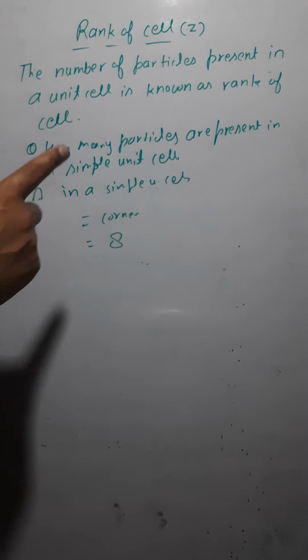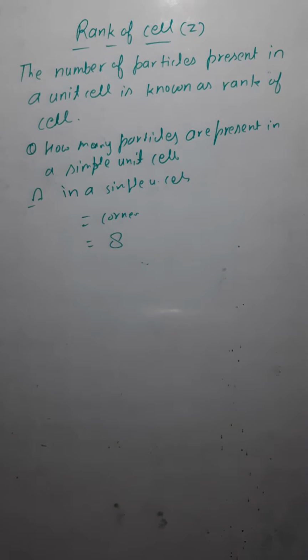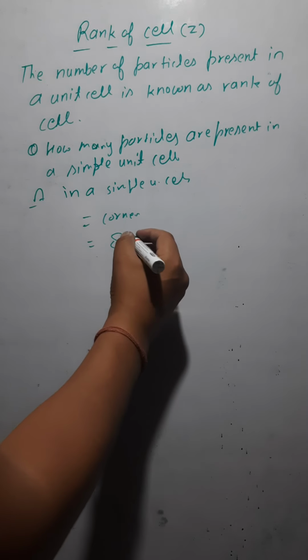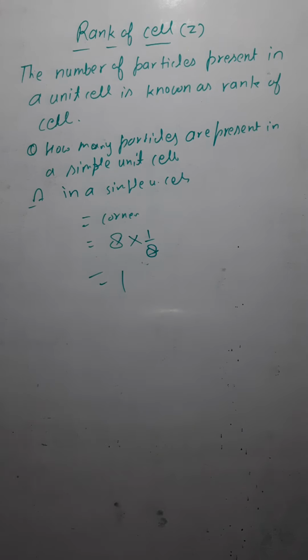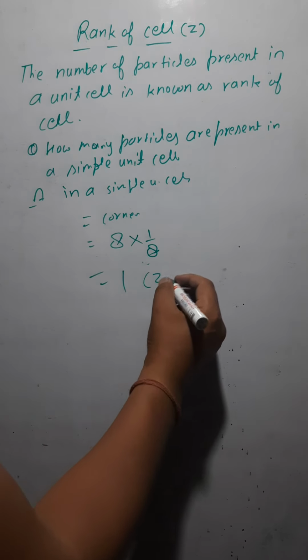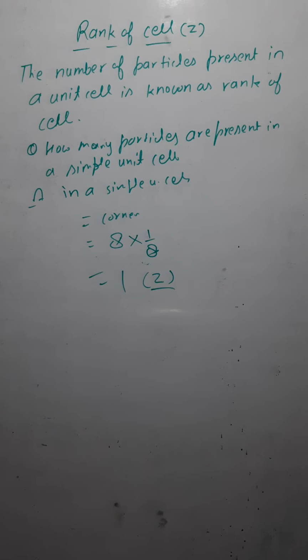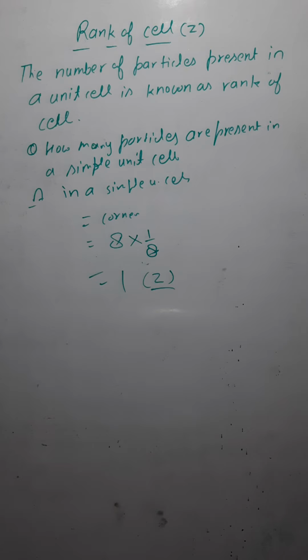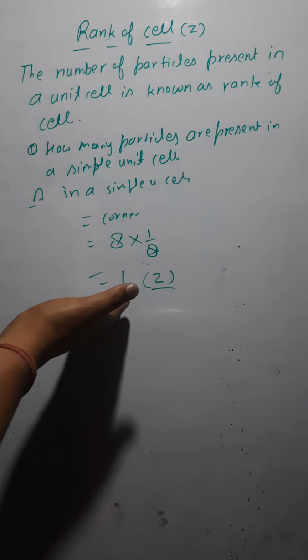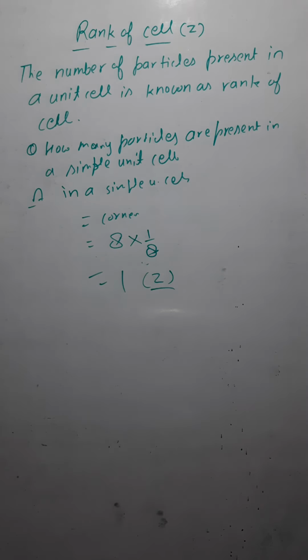So the particles at the corners contribute 1/8 each, but you have 8 corners, so you multiply this by 1/8. So how many particles are there then? 1 particle. Only 1 particle is there in a simple unit cell, and this we also call the rank of the cell. So the rank of a simple unit cell would be 1, isn't it? Just note it down.